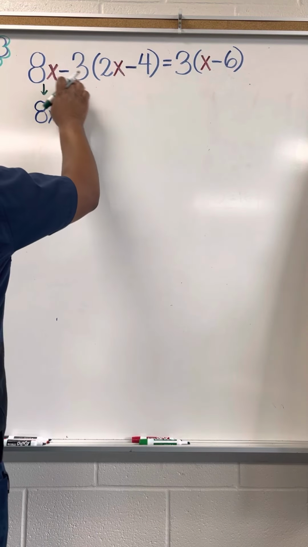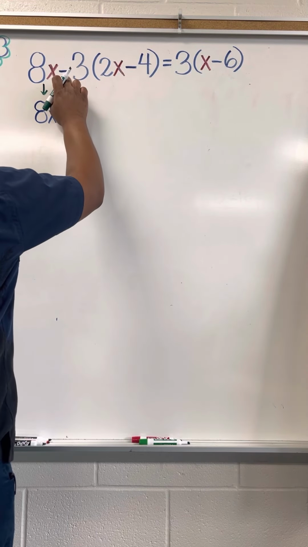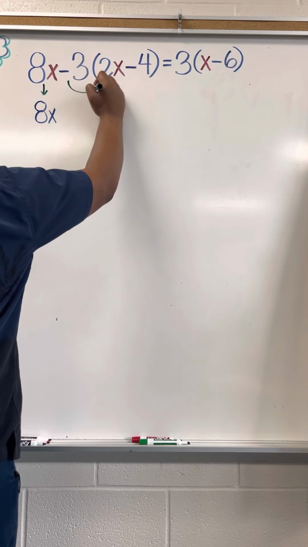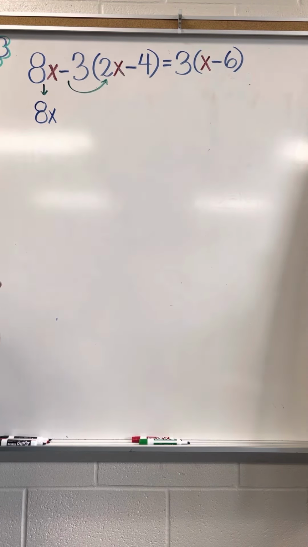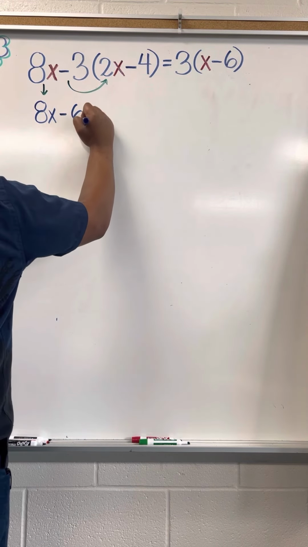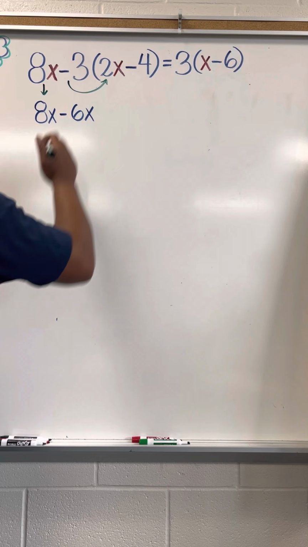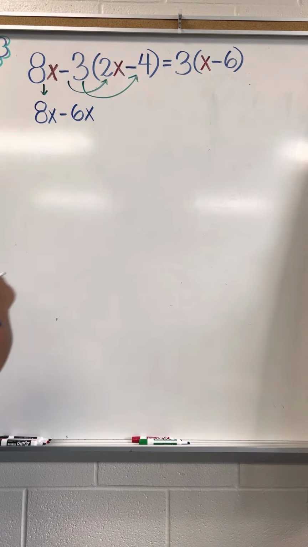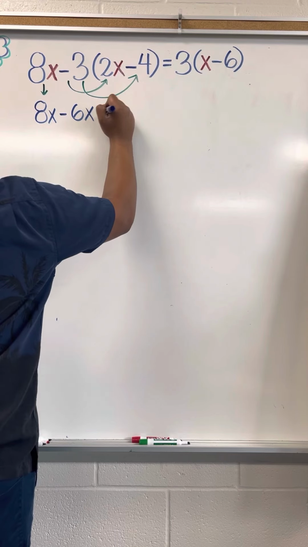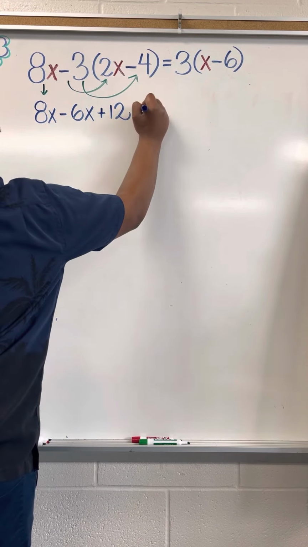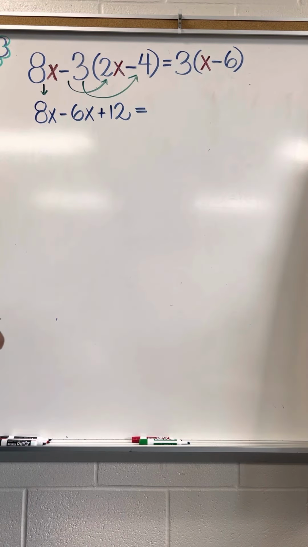Now, I have a -3, right? We're gonna multiply -3 by everything within this parentheses, okay? So -3 times 2x is a -6x, okay? -3 times a -4 is a +12, okay? Equals, same thing on this side.